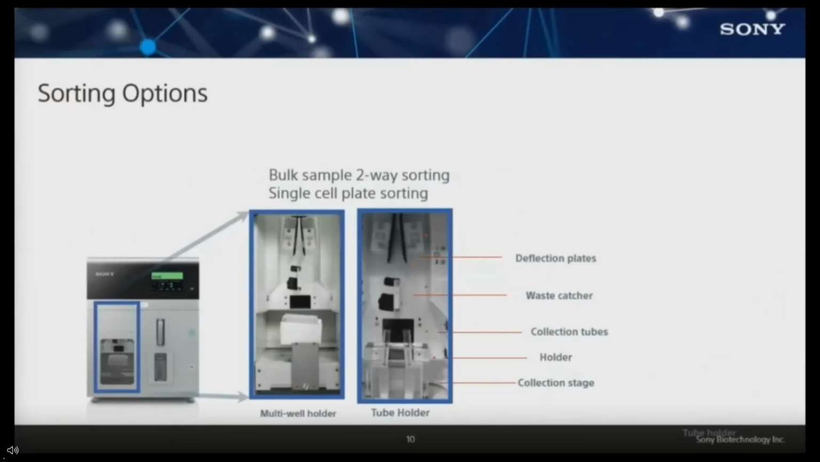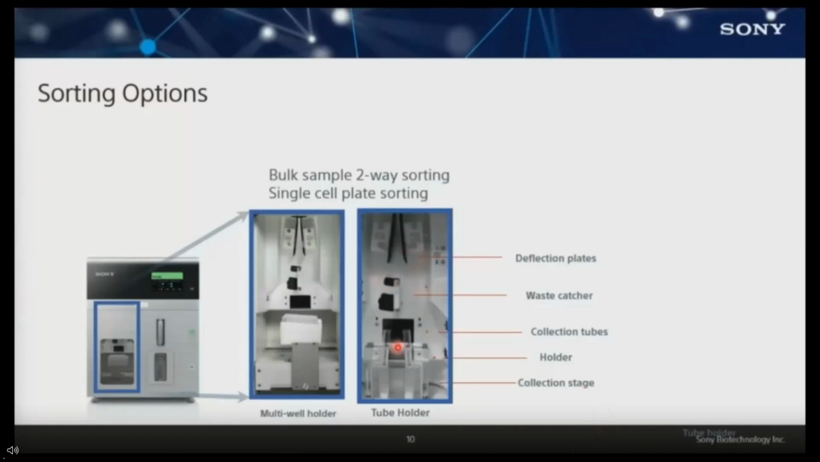Now that we've moved into sorting, how can you sort? What are your options? Well, you can bulk sort, two-way sorting into tubes or conicals. Again, it could be Eppendorf tubes. It could even be culture tubes if you're doing yeast. And you can also sort into plates, 96 well, 384 well plates, giving you flexibility in how you capture your cells for your downstream applications.